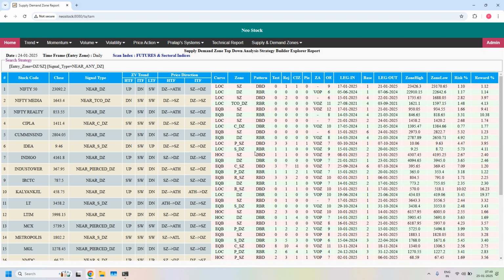Now let us identify high liquidity zones from this list. Supply is having a high liquidity zone, daily zone. Next, idea. Next, L&T. Next, Metropolis.